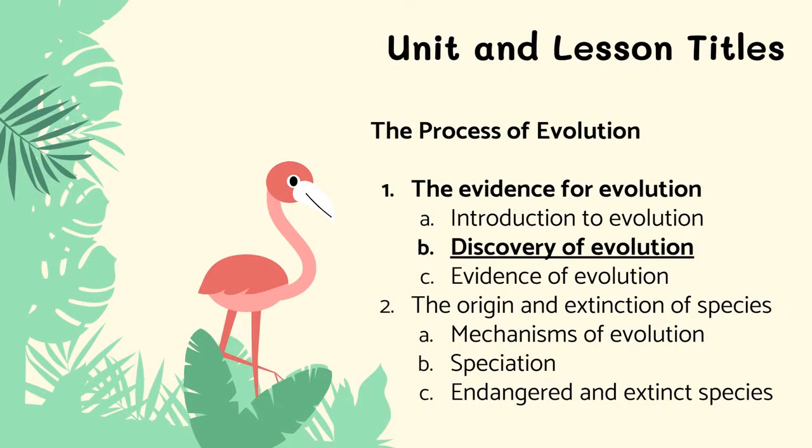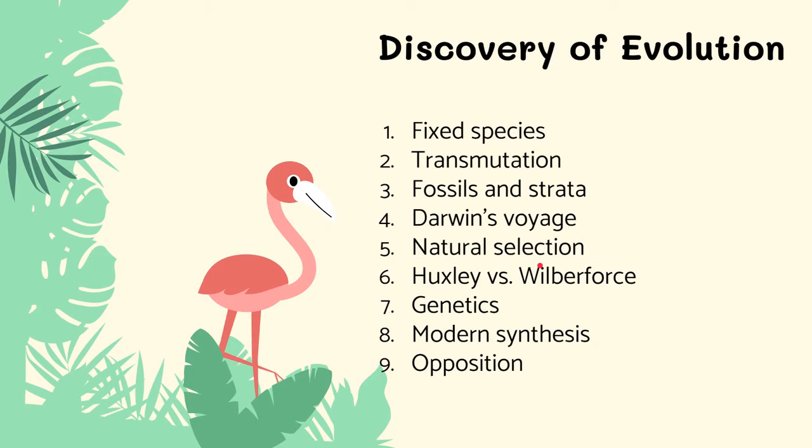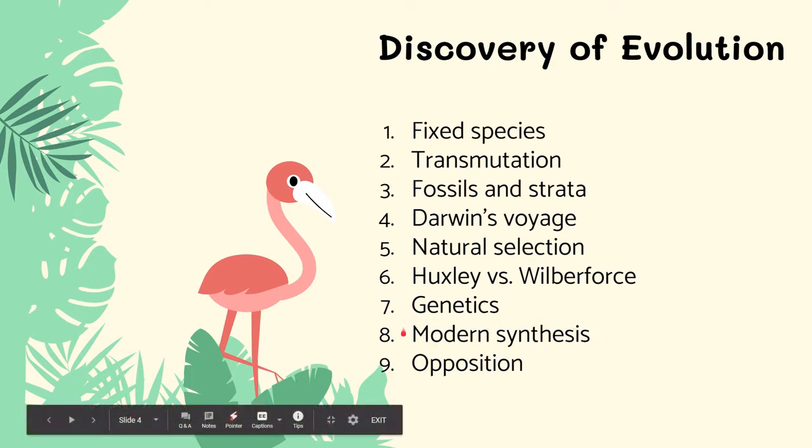We are still under the subunit, the evidence for evolution, and here we will talk about the discovery of evolution. These are the lessons under this topic. So we will try to trace the development of the theory of evolution from fixed species to transmutation to the discovery of fossils to Charles Darwin's voyage and his discovery of the theory of natural selection to the Huxley versus Wilberforce debate to genetics up to the modern synthesis of the evolution theory and the opposition in studying and teaching evolution.